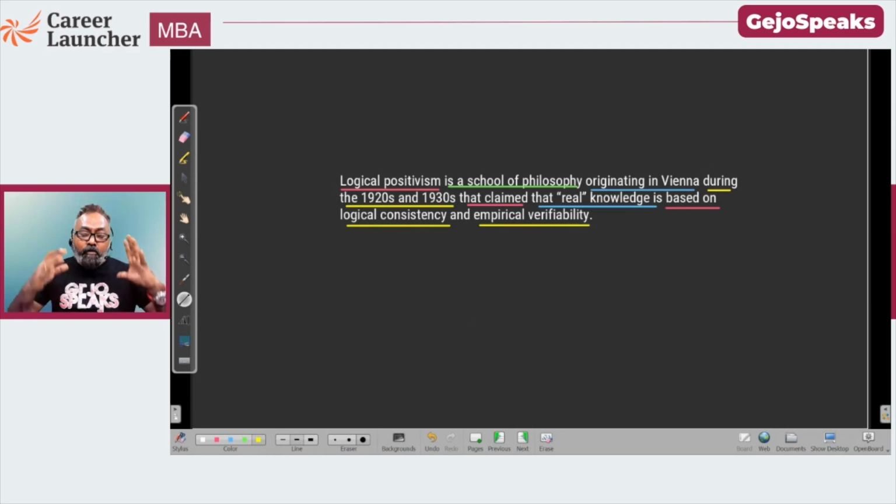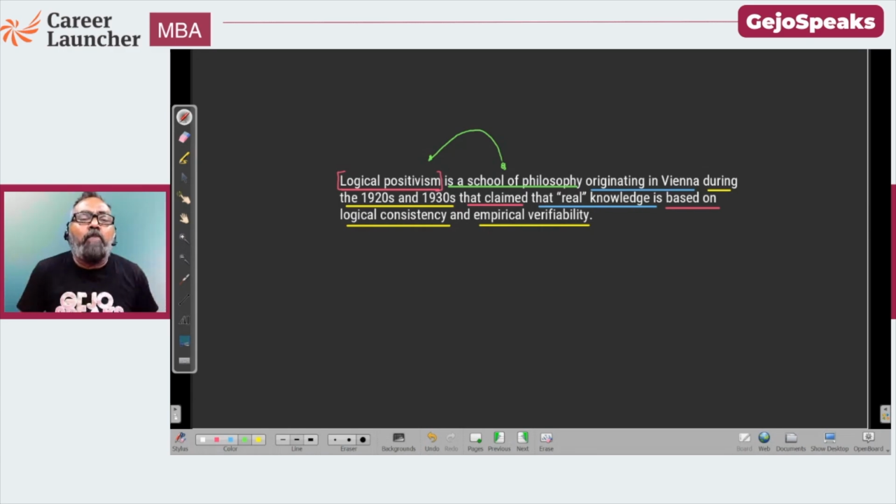So you see, if you chunk these two things together, you understand the reason why certain parts exist. For instance, this is our main subject here, which is logical positivism. What is the second part doing? It is helping us understand what logical positivism is: a school of philosophy. Now it's giving some more information about logical positivism, saying that it originated in Vienna. But when did it originate in Vienna? It originated during the 1920s and 1930s.